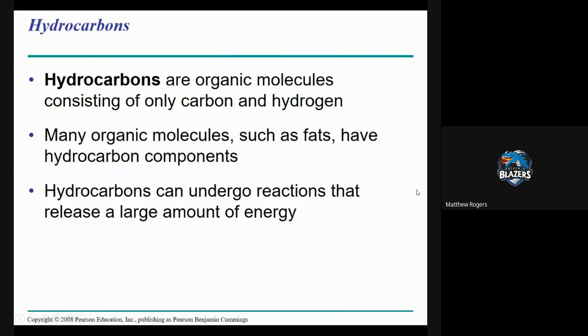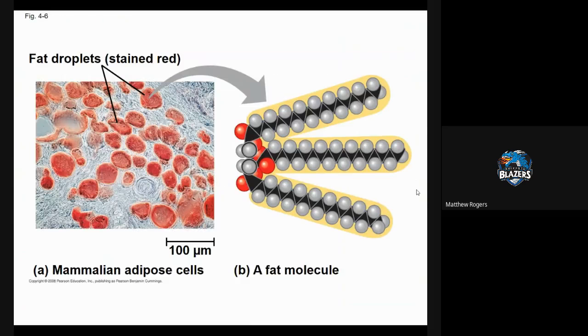So hydrocarbons are only carbon and hydrogen. These are hydrocarbons right here. These are chains. And depending on how long they are, that makes them hydrophobic. And why they're actually hydrophobic is because to make something polar or hydrophilic, you need oxygens or nitrogens. So carbon and hydrogen are happy, they have no charge, so they don't like anything with a charge. And so this is a fat molecule here. This is what fat looks like inside of your human body.